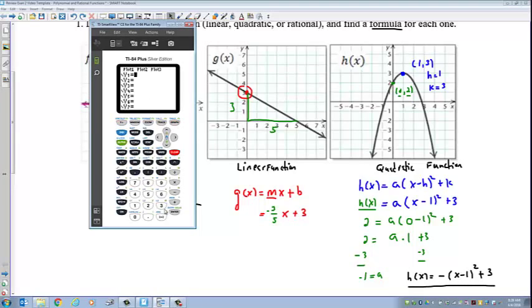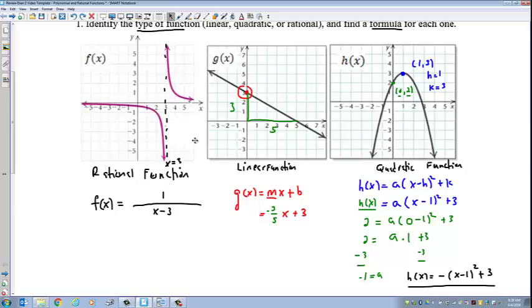So we'll clear this. We'll put a negative sign, left parenthesis, x minus 1, raised to the 2, hit over, then plus 3, hit the graph button, and hopefully it looks just like we have there, and it does, so we know we did it right.